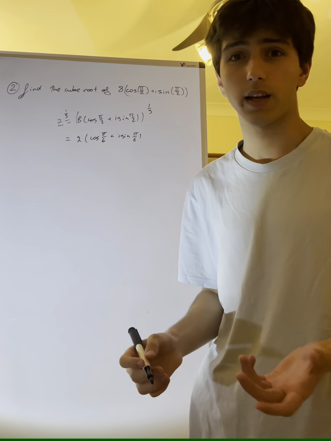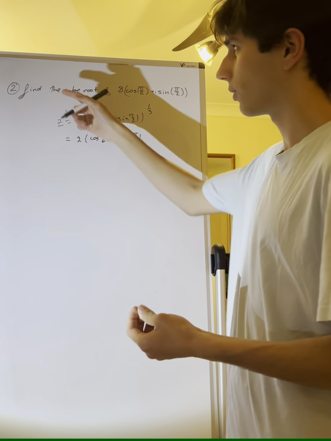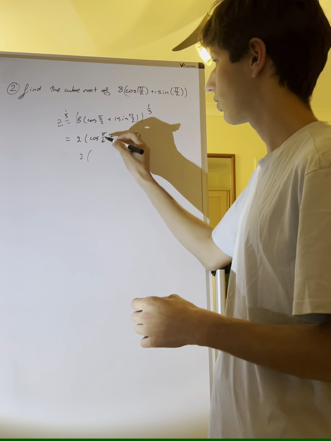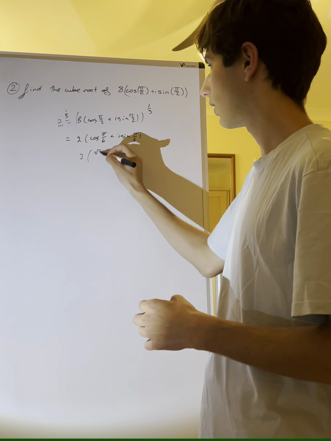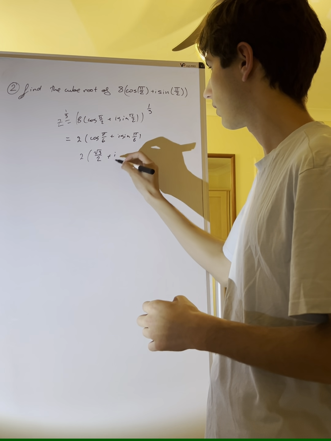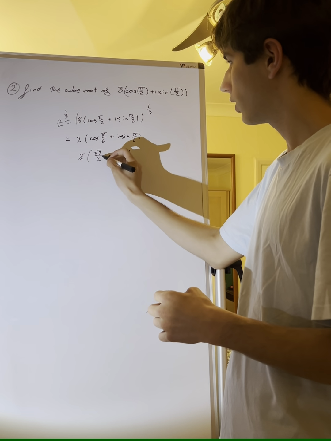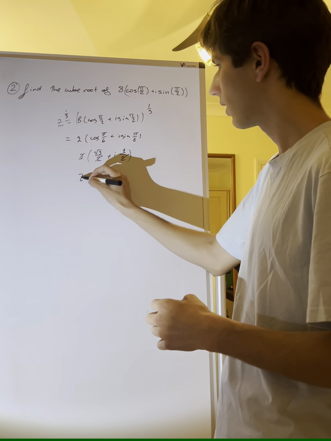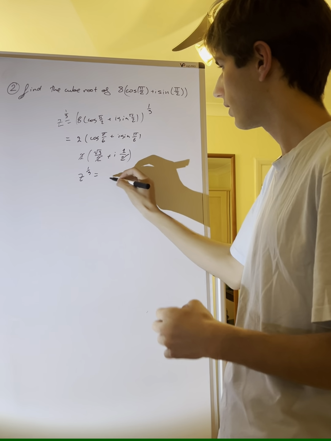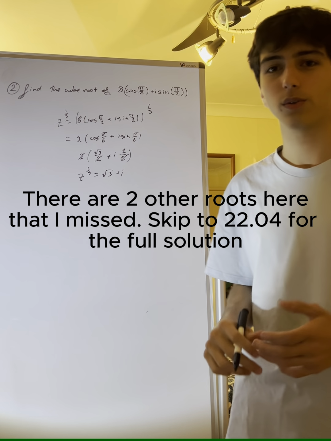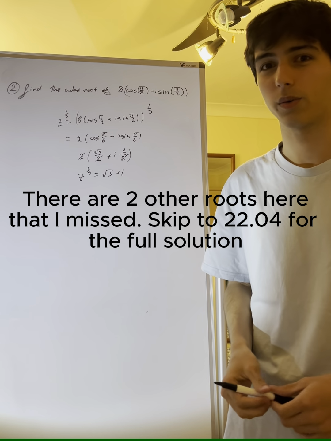And we want to represent that in Cartesian form, which I forgot to mention, but this would be 2 times cosine of pi over 6, which is root 3 over 2, plus i times 1/2. So the 2's here will cancel, and we're left with z to the 1/3 is equal to root 3 plus i. Pretty cool. Let's move on to an IB style question.